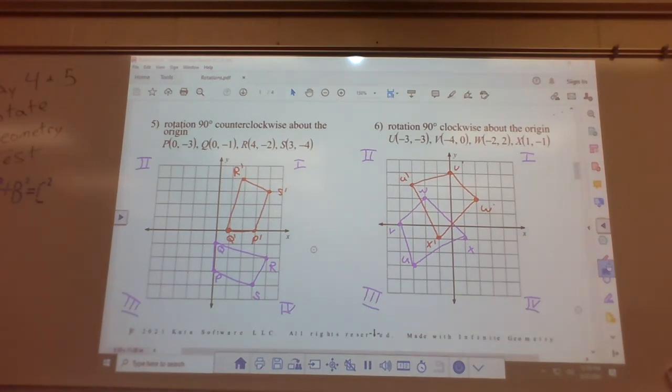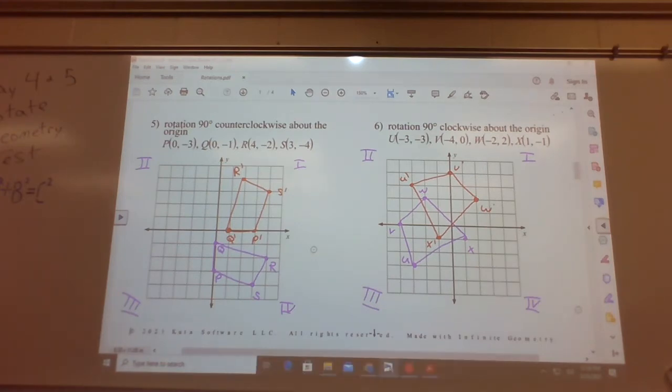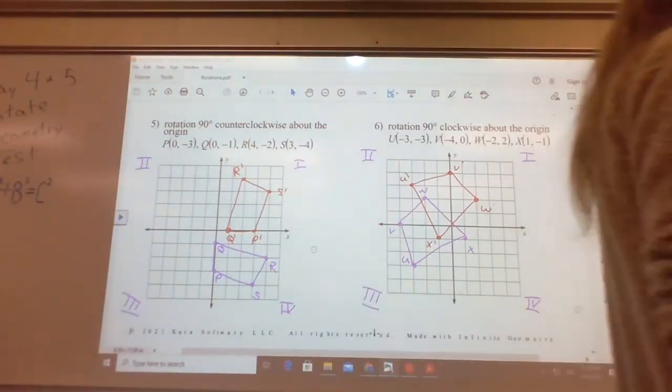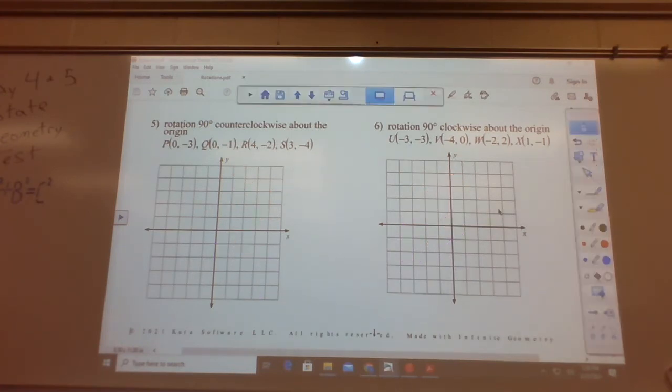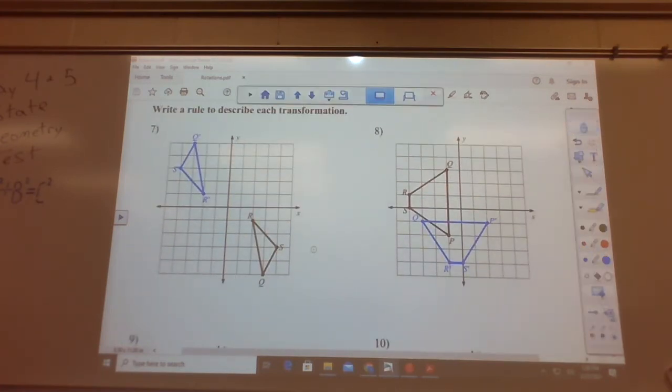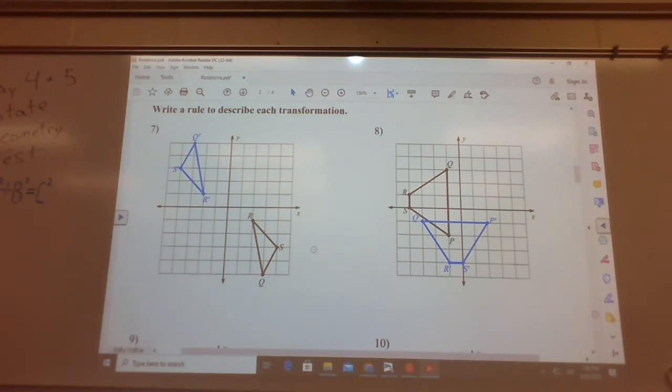Now the next 4 are the quick ones because they're already graphed. The only thing I'm doing is saying what happened. So they're quick. Everybody okay, 5 and 6? 7, 8. I have to say what happened.